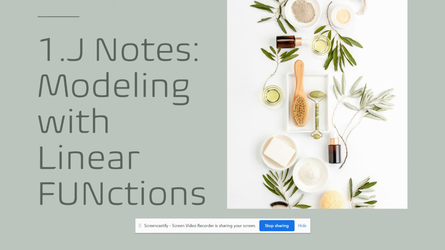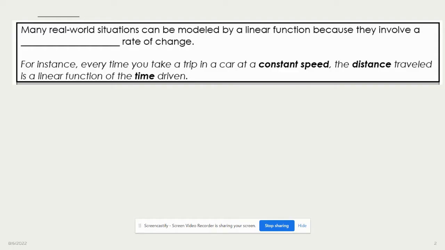Welcome back. We're continuing our very first chapter, reviewing linear modeling. That's just word problems for linear graphs. Many of our real world situations that we encounter in these word problems can be modeled by linear functions because they involve a constant rate of change. Remember, another word for rate of change is slope.